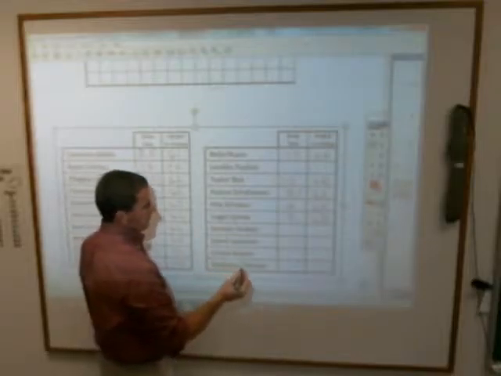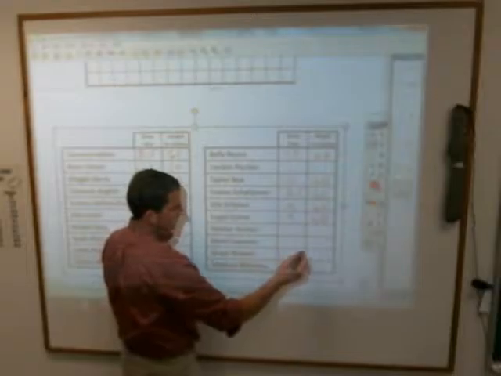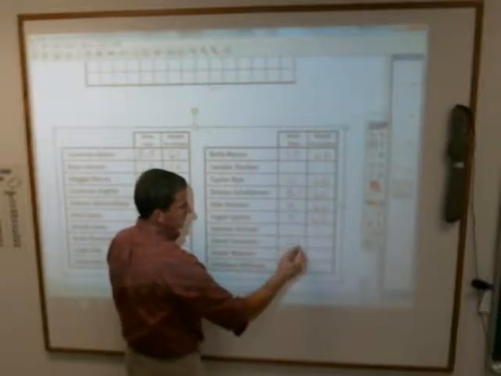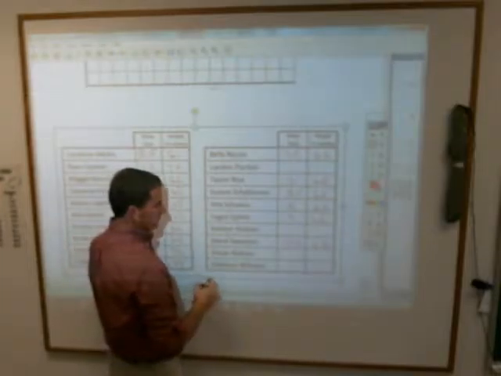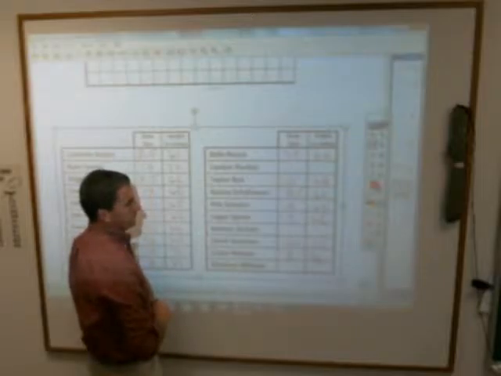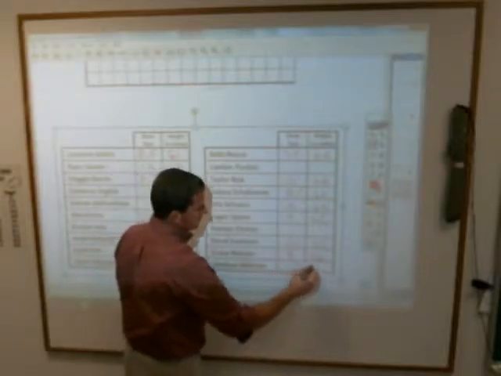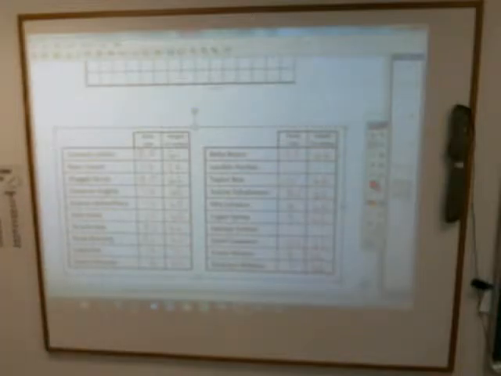Stritzel's not here. Swenson? Shoe size is 10.5, height is 68. Watson? 8 and 66. And Madison Woman? 7 and 62. 7 and 62. Okay. Now, here's the deal with scatter plots.